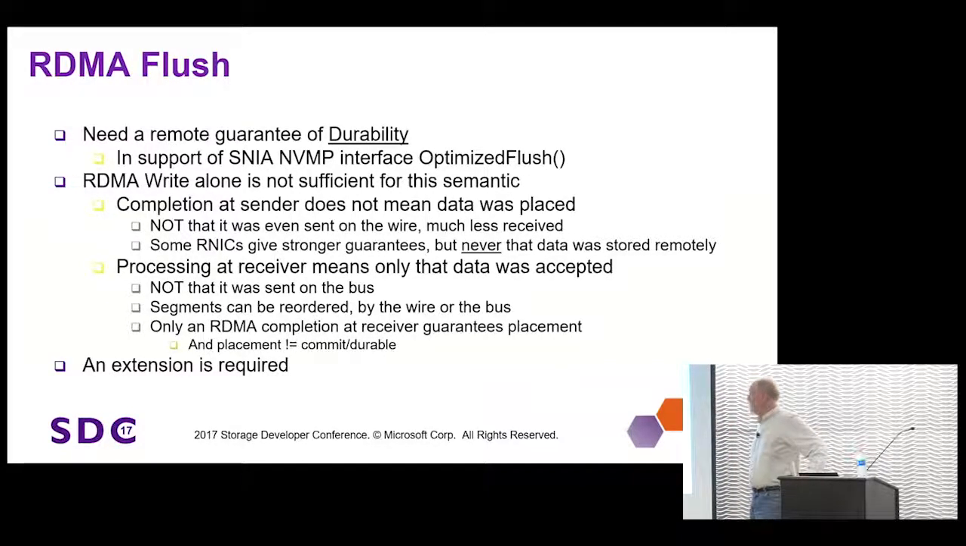So in order to support RDMA Flush, which I originally called RDMA Commit, we need a remote guarantee of durability. And the RDMA fabrics, in support of the SNIA NVM programming TWIG interface, optimized Flush. It's basically a way to programmatically, from the application, request this durability. We've talked about that. I had a presentation on that on Wednesday.